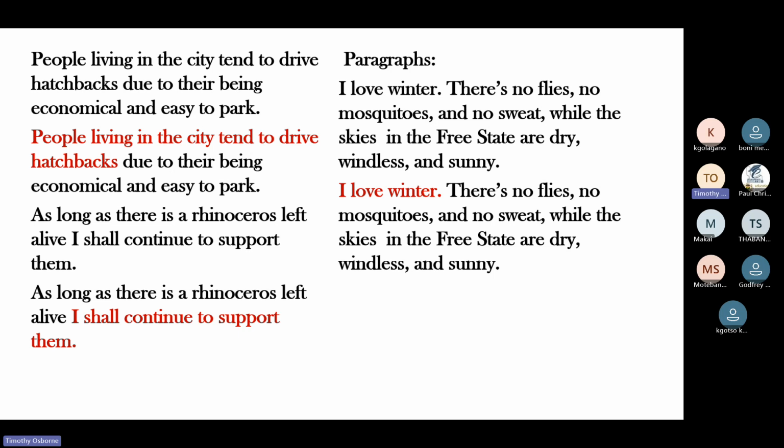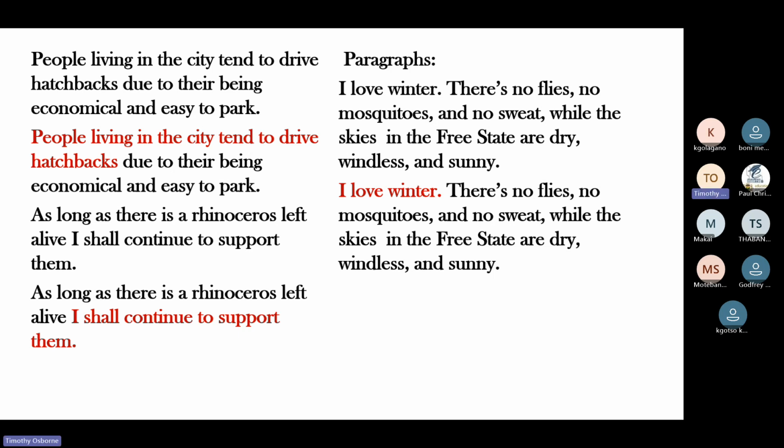Okay, and the next sentence, as long as there is a rhinoceros left alive, I shall continue to support them. And here we are, the main thing there, I shall continue to support them, in other words, rhinoceri. Okay, now we move on to paragraphs.